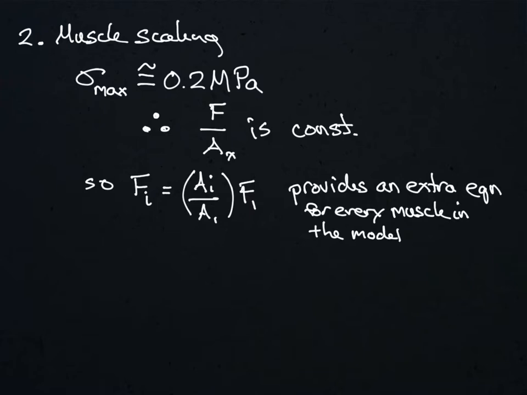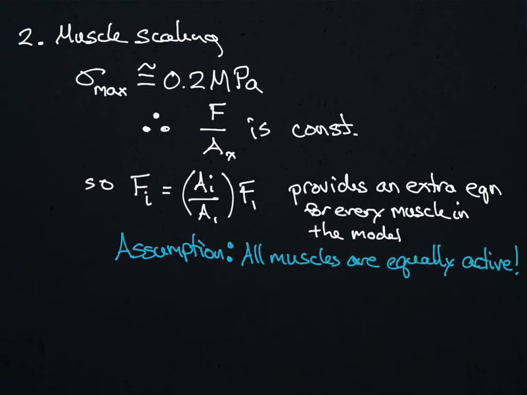It increases the number of equations that we need to solve, but it gives us more equations for our unknowns, for our statically indeterminate problem. The assumption that we're making here is that all muscles are equally active. So in our force reduction method, we assumed that some of the muscles were not active at all. Here we're assuming that all of the muscles are equally active, which again has implications for our conclusions.